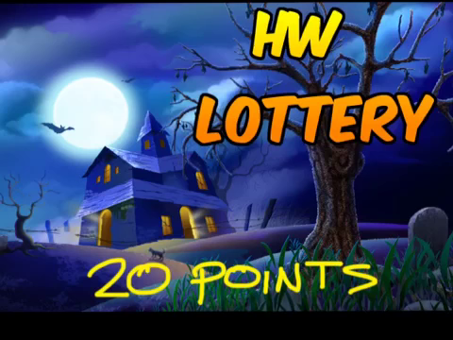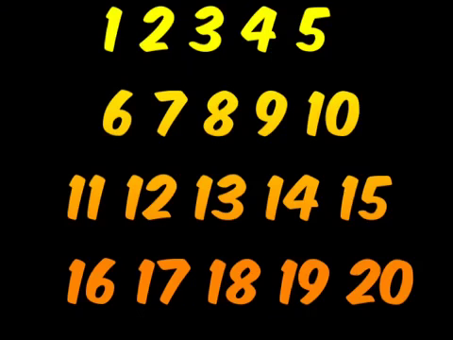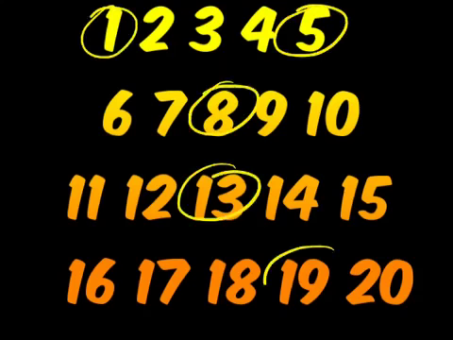Homework lottery. If you have credit for your homework, pick a number from 1 to 20. And in this case, since we only have 8 out of 17, you can pick 2 numbers and put 2 numbers on your paper. The winning numbers today are 1, 5, 8, 13, and 19.